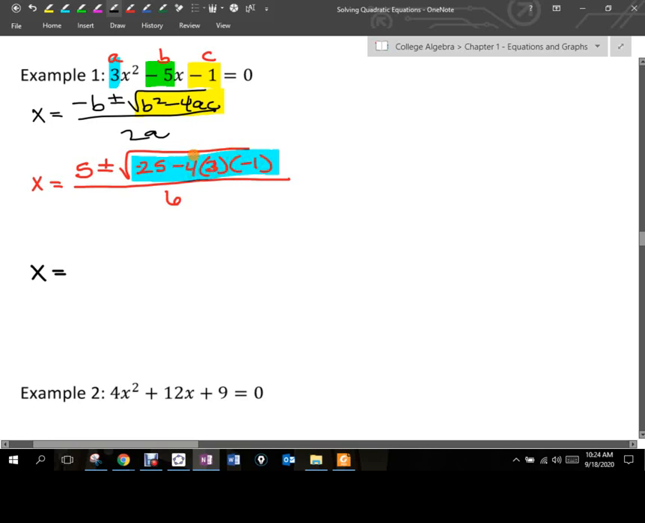Negative 12. What's negative 12 times negative 1? Positive 12, right? So what's 25 plus 12 then? 37. So that's where I'm going to get 5 plus or minus root 37 all over 6. Okay? And those are my two solutions.